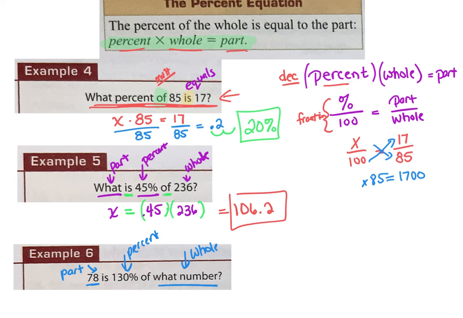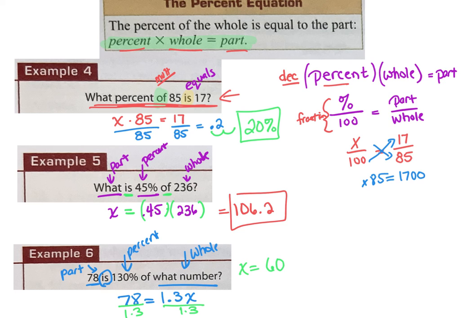Remember, the part is going to be equal to the percentage times the whole. So I have 78 equals. How do I write 130% as a decimal? 1.3. And you can leave off the 0 when it is after the decimal place, by the way. "Of" means multiplication, so times x. What is happening between the 1.3 and the x? Multiplication. So I need to divide. In your calculators, if you do 78 divided by 1.3, you should get that x equals 60.